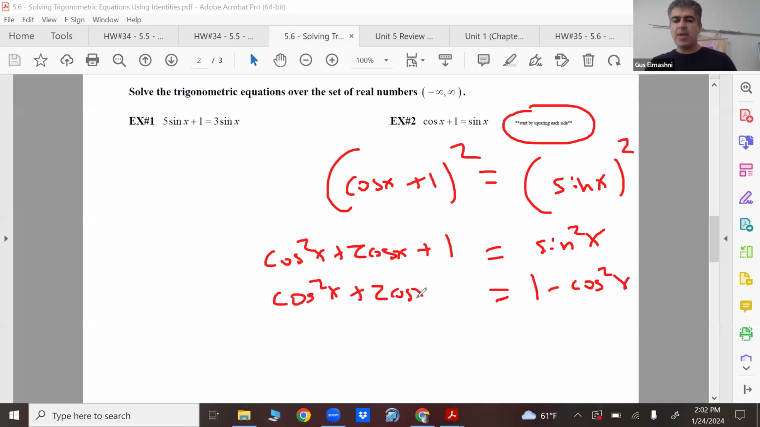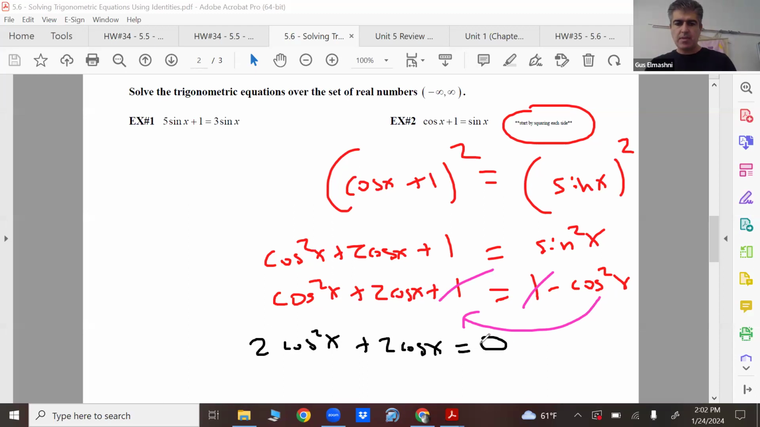So I use the Pythagorean trig identity because that's true. We know this now. So now I combine like terms. Those cancel. Bring that over. I think I'm going to be okay. 2 cosine squared x plus 2 cos x. I can factor out 2 and a cos x.